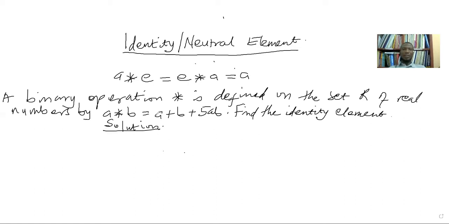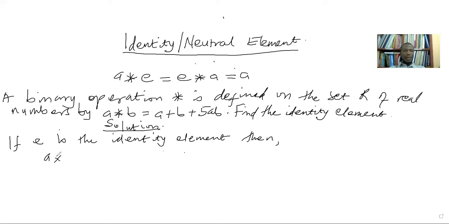To solve this question, we are going to start our solution with the initial statement that if E is the identity element, then A star E should be the same as E star A, and that should give us A. What this means is that in this definition for our binary operation, wherever we see B, we are going to put E there, and after that we make the identity element E the subject to see what we get. So let's go straight to do that.